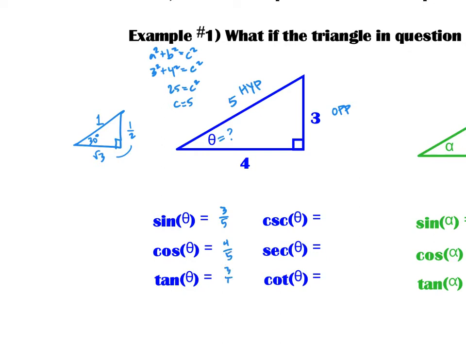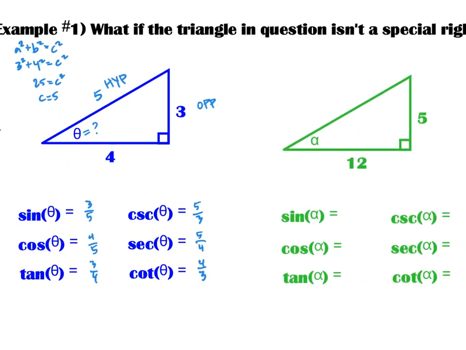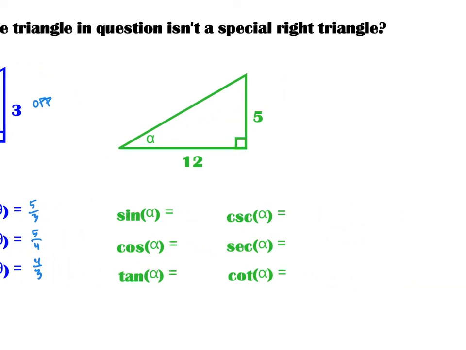Tangent is 3/4. And then our reciprocal functions follow suit. I'm just going to reciprocate each of these answers, and I'll get my cosecant, secant, and cotangent of those values, or of that angle. All right, here's another example.